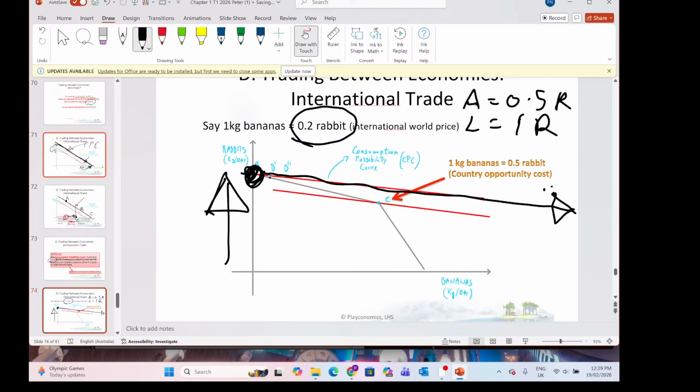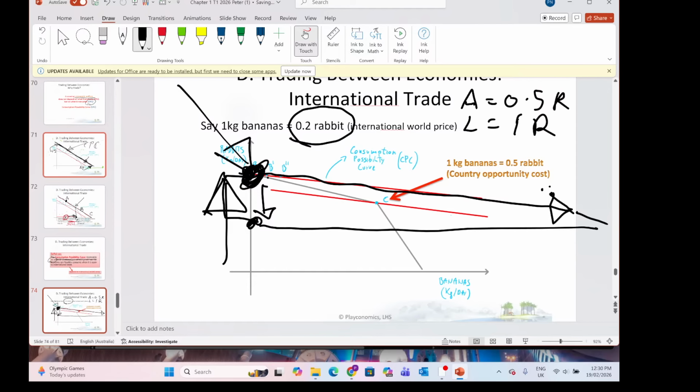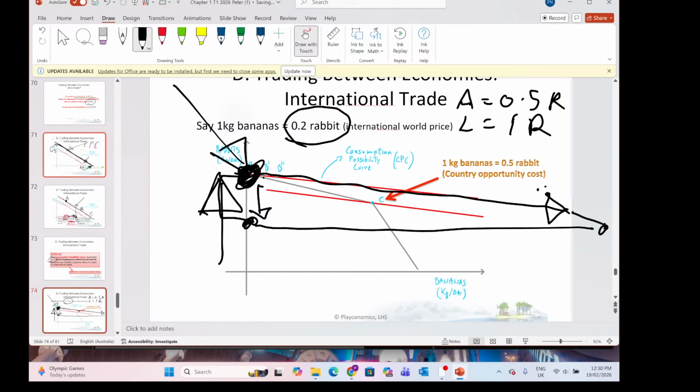So now both of these guys should produce rabbits, right? They should be producing up here. And then how many bananas could they buy? Well, they could get any number of these bananas. They could sell this many rabbits and buy all of these bananas out here, right? They could buy all these bananas out here, more than they can ever make themselves. So that's what this diagram represents.